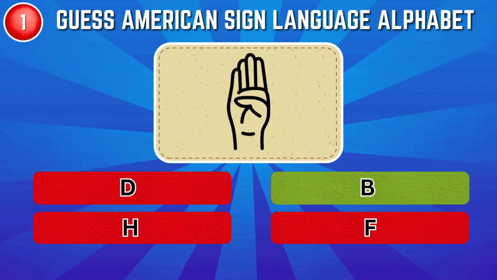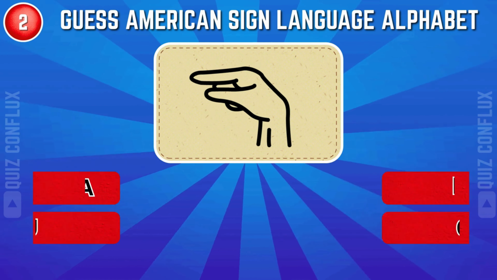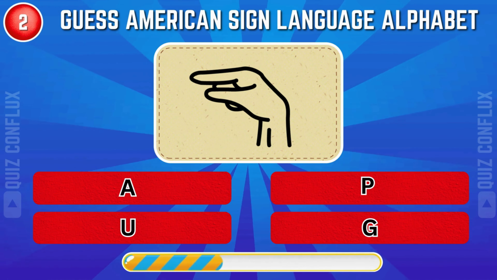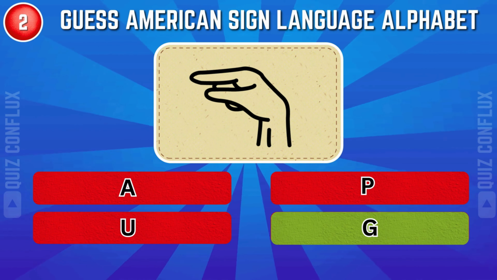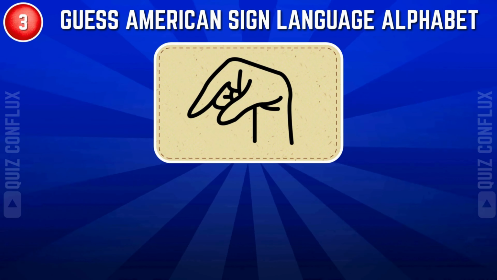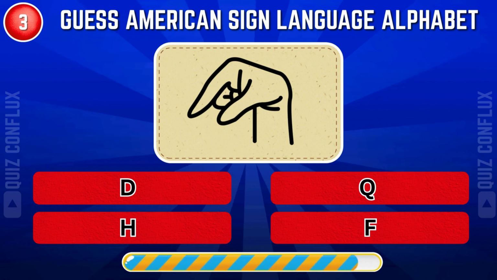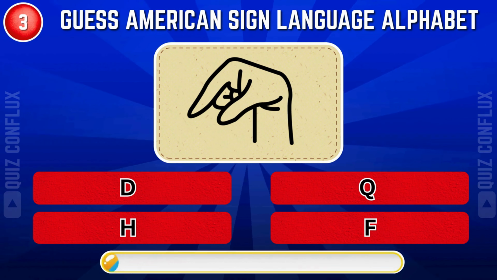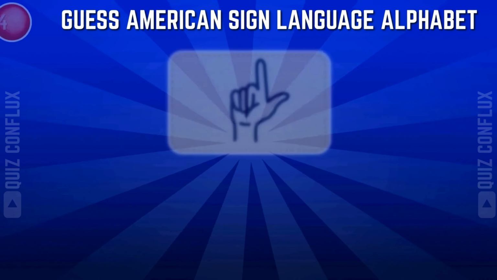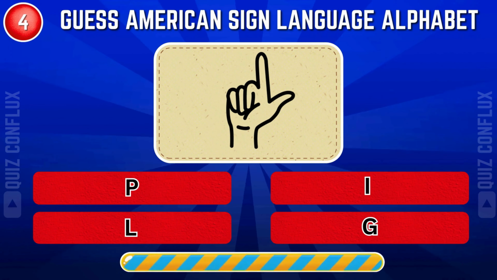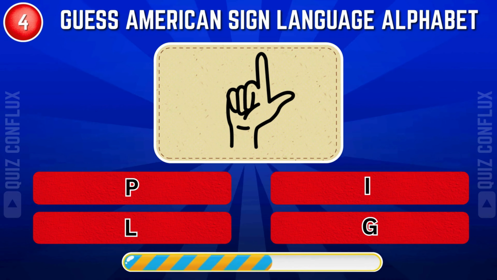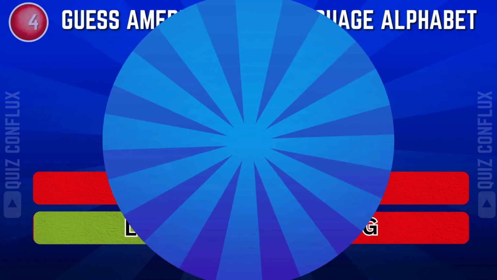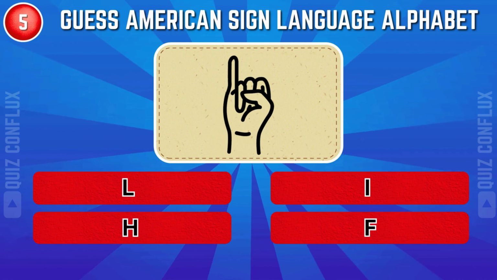The answer is B. What ASL letter is shown? Correct, letter G. Which ASL letter is this? Yes, right one. Q. Guess this American Sign Language letter. That's correct. L. Which letter is this sign?